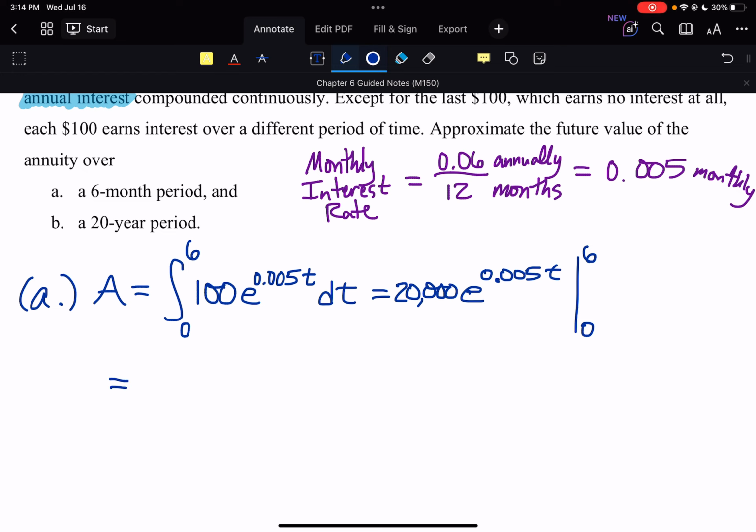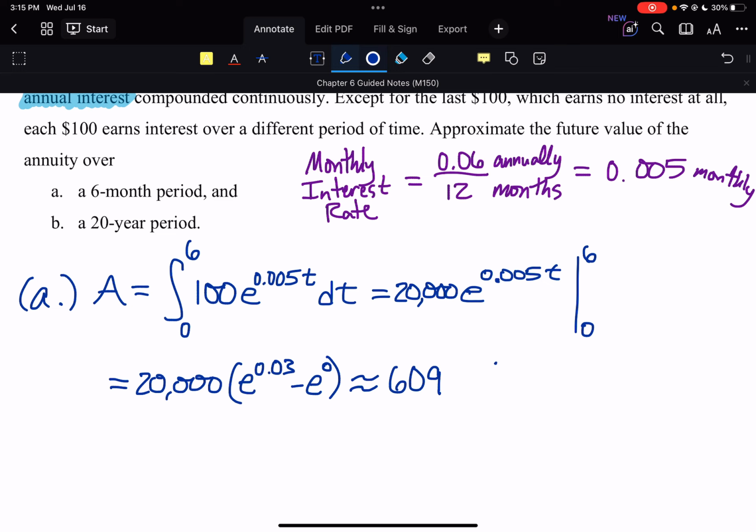So we get 20,000 times e to the 0.03 minus e to the 0. You have to be very careful. I feel like I'm saying that a lot. Just in general, we'll just be careful because e to the 0 is not 0, it is 1. So that is going to change the value slightly. And we end up with this being approximately 609.